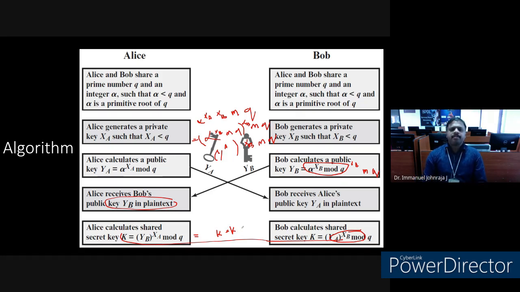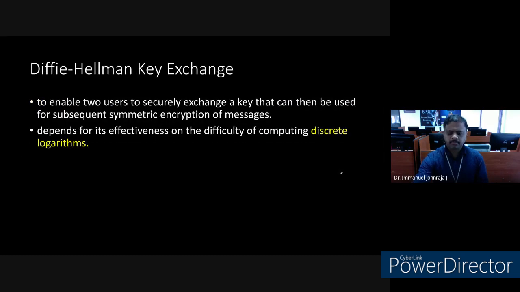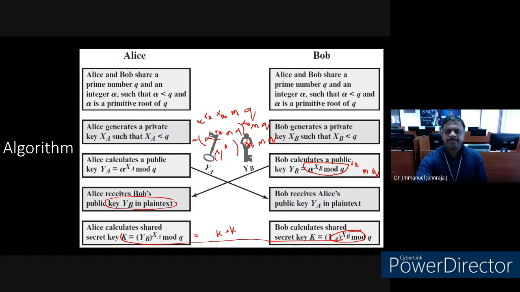Please forgive me for my poor handwriting, but this is how. So k is equal to yb power xa mod q. This is the key which is generated. What have I done? Yb I have replaced with alpha power xb mod q. Then I have just brought in the xa inside, then xb xa. Then I swapped xa xb. I brought the xb outside, so I will get alpha power xa mod q, then xb mod q. This is equal to ya. So ya power xb mod q is equal to k. This is just a proof that the k value generated by Alice and the k value generated by Bob are equal.